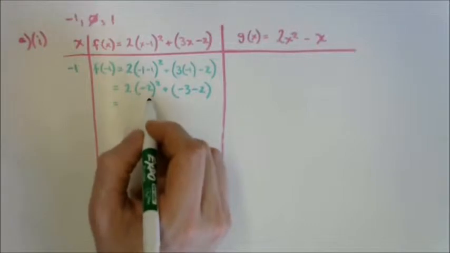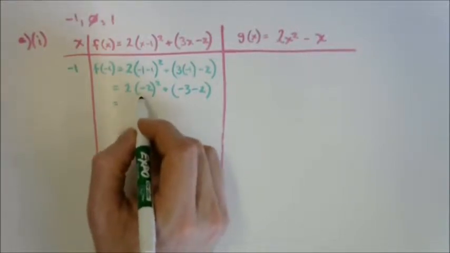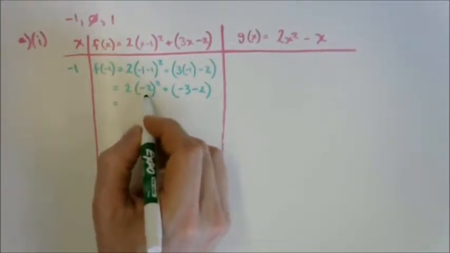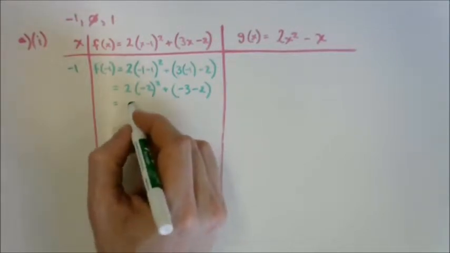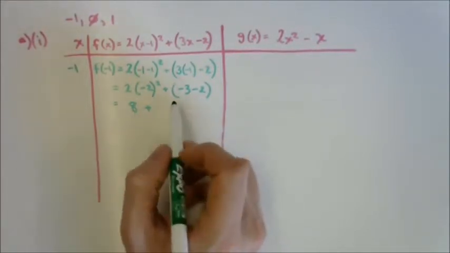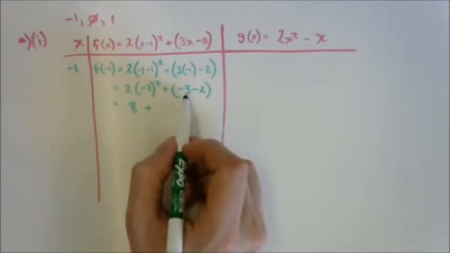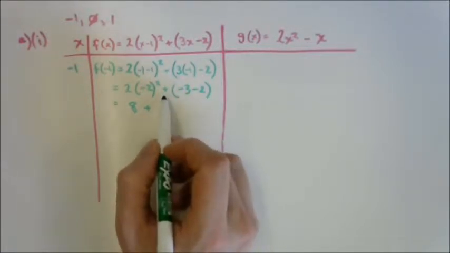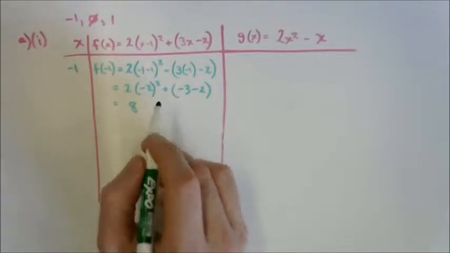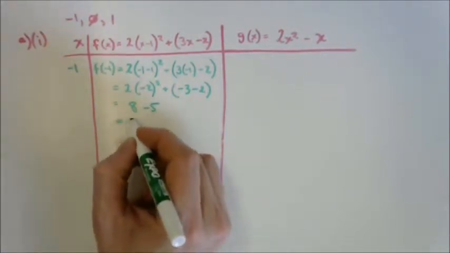But now we're dealing with the exponent. So here we have 4, negative 2 squared is 4, times 2 is 8. And here we have plus, but in the bracket we have negative 3 minus 2. So that's going to be plus negative 5, which is just minus 5, which is 3.